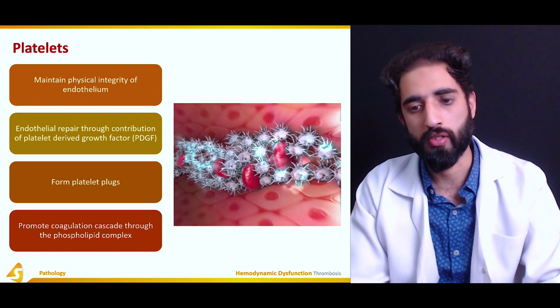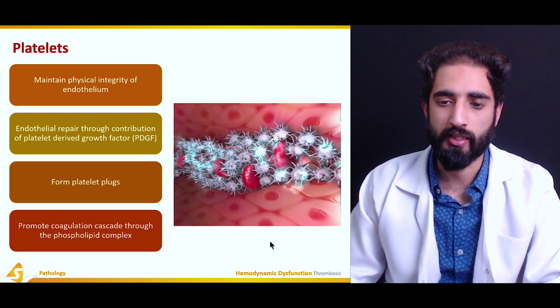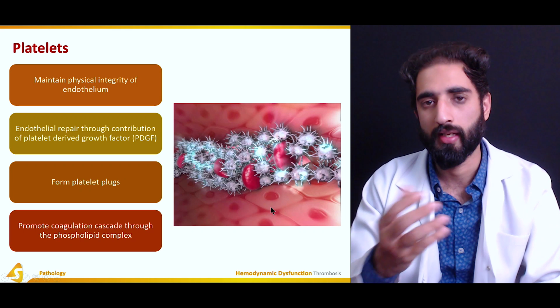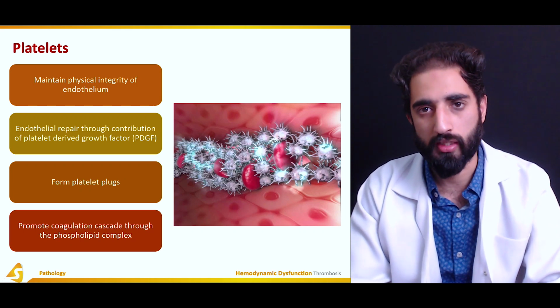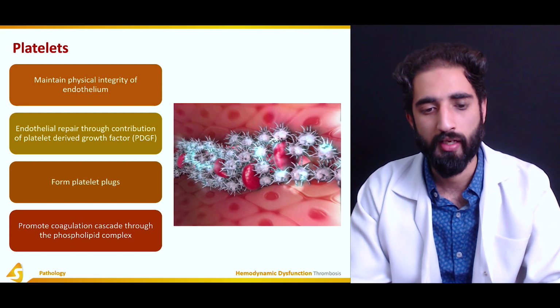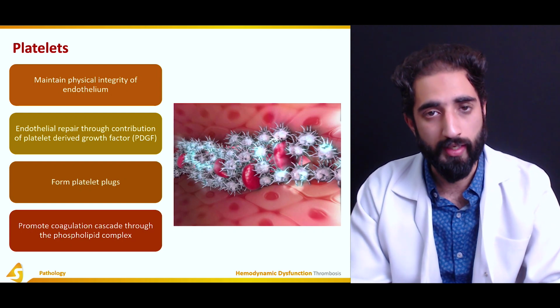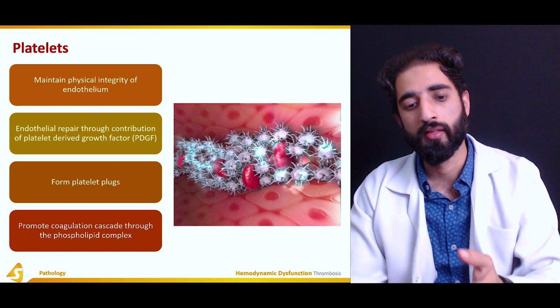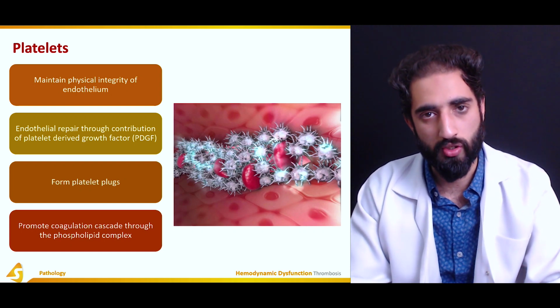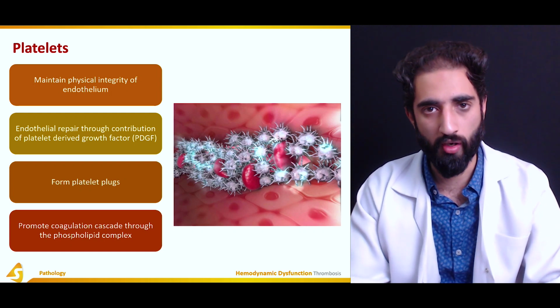Platelets are also responsible for forming platelet plugs, as you can see here, whenever there is an endothelial injury, so that hemorrhage would not occur. They also promote the coagulation cascade through the phospholipid complex. And this coagulation cascade is one of the things which contributes to the formation of the thrombus.